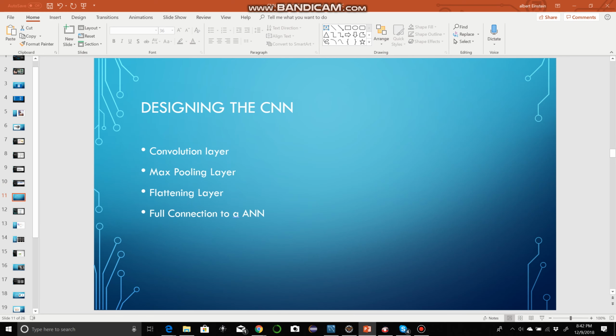So, designing the CNN. We're going to cover the convolutional layer, max pooling layer, the flattening layer, and of course the ANN, the fully connected layer. The CNN unfortunately can't do anything with the information by itself. It can't classify it. That's what we have to do. We need an ANN to do the classification for us. So that's what the idea behind the ANN is for, and we're going to talk about that when we get to it.